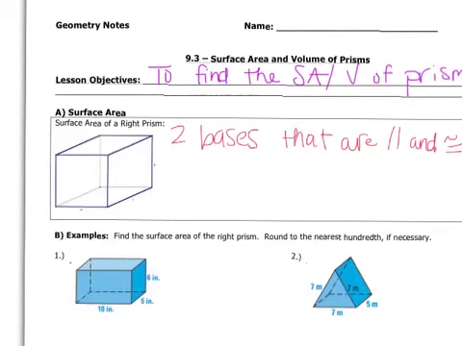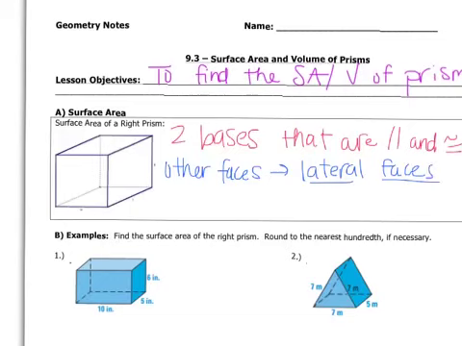Okay? A lot of you think that whatever it's sitting on is the base, and that is absolutely not true. The bases have to be parallel and congruent. It is not necessarily just whatever side it's sitting on. Okay? The other faces are what we call the lateral faces. So similar to that lateral surface of a cylinder, the other non-base sides are the lateral faces.